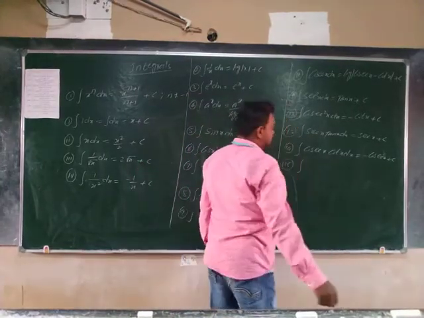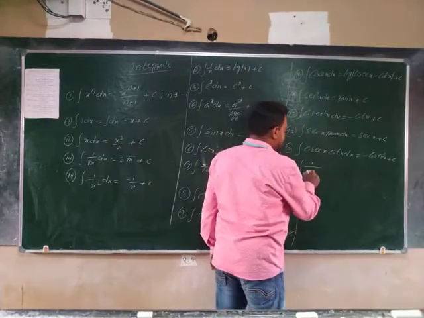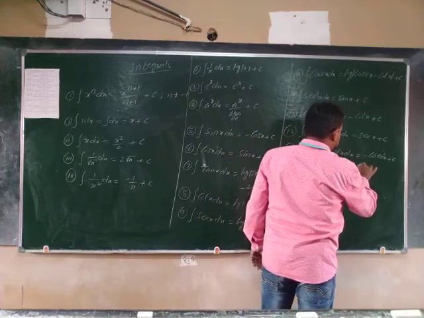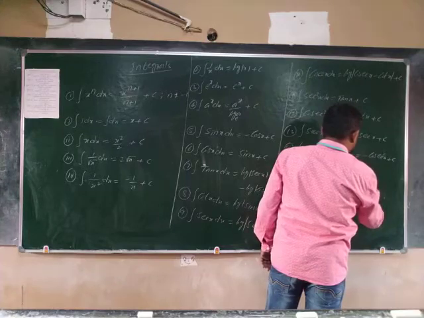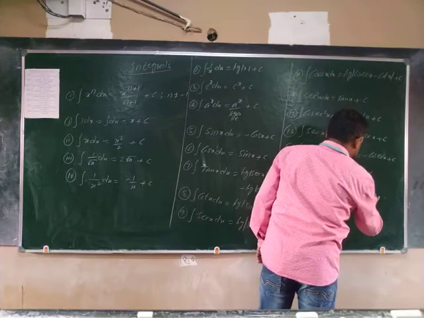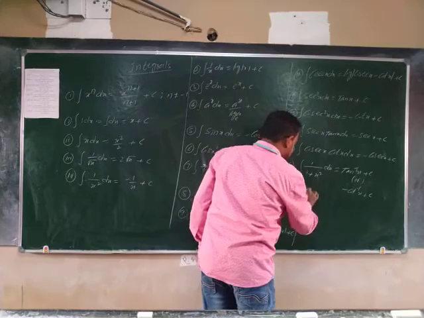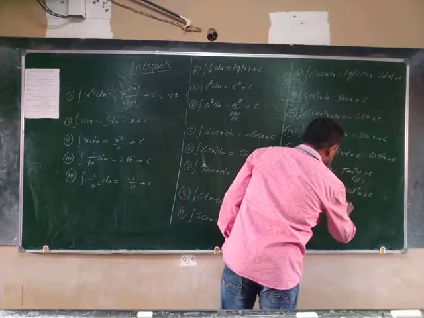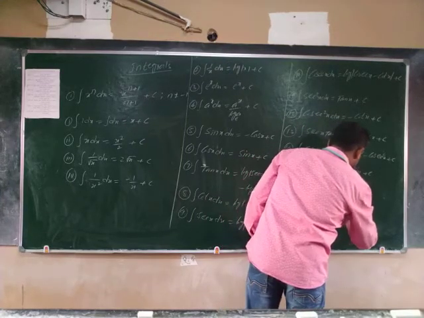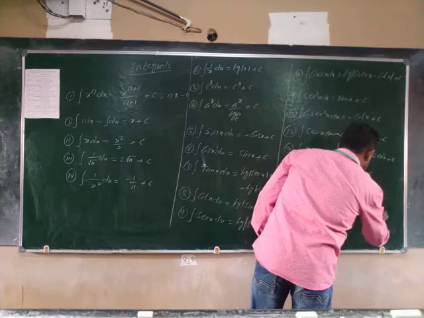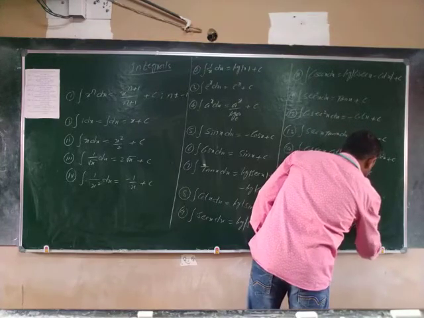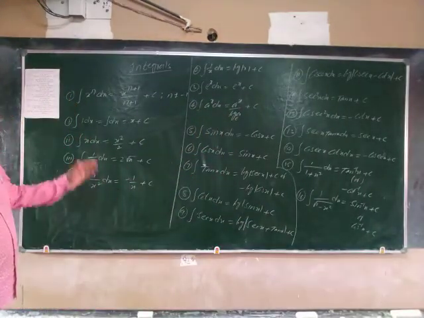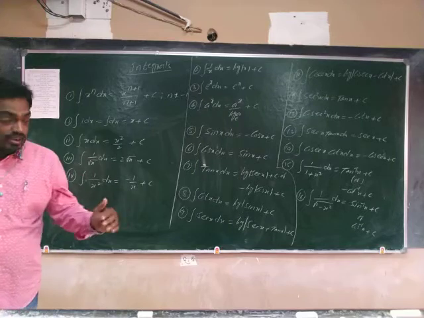Next, see integration of 1 by 1 plus x square dx is equal to tan inverse of x plus c, or minus cot inverse of x plus c. Next, 16th one, integration of 1 by root of 1 minus x square dx is equal to sin inverse of x plus c, or minus cos inverse of x plus c. Next formulas, you can take a screenshot of this one. Next two formulas, you see.